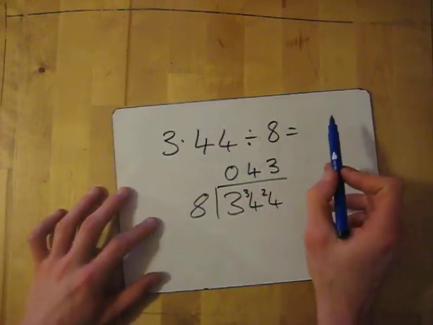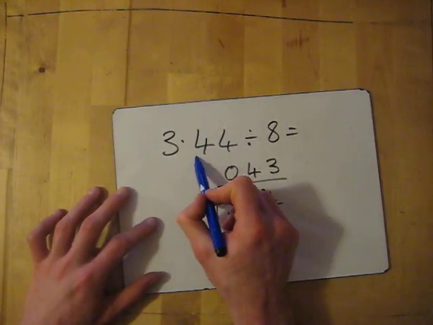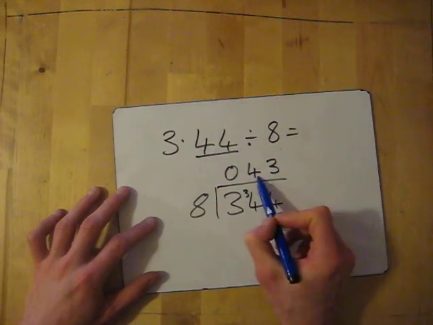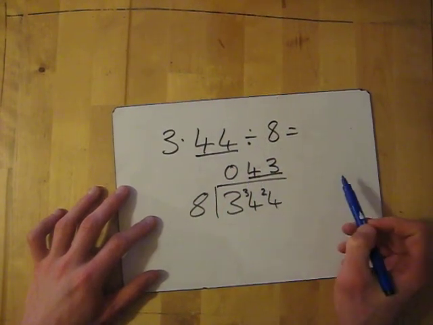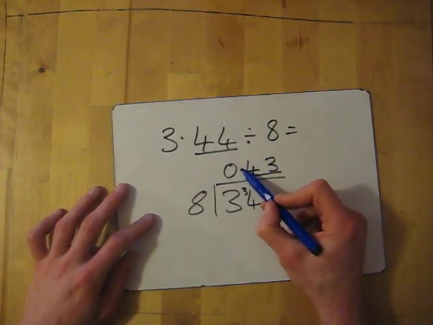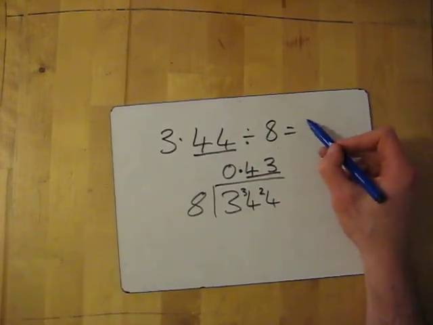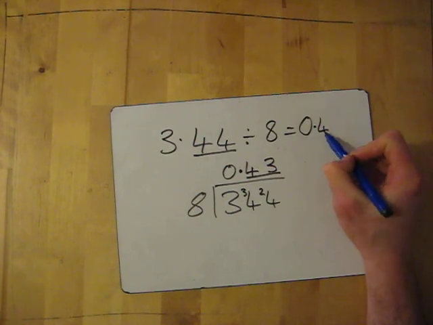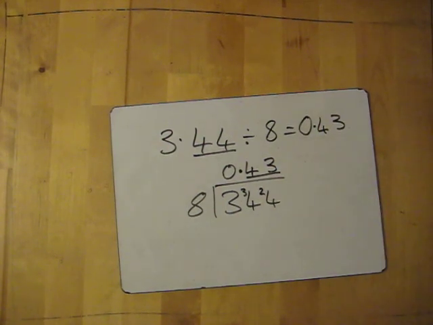Now I look at my question, and I've got 2 numbers after the decimal, which means I need 2 numbers after the decimal in my answer. So I have to put the decimal point there. And my answer is 0.43. Easy.